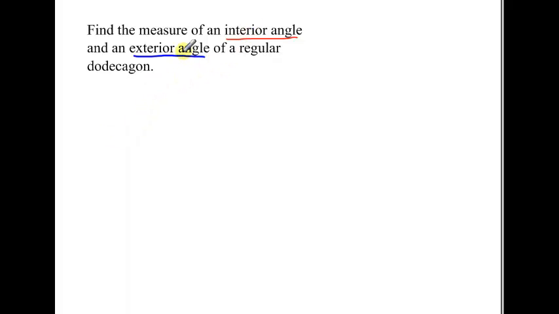Find the measure of an interior and exterior angle of a regular dodecagon. Now, I'm going to say that the exterior angle is going to be the easiest because that total is just 360. Now, how many angles are in a dodecagon? Remember, a dodecagon is a 12-sided polygon. So a dodecagon has 12 angles as well. Let's take the 360 total and divide by 12 equal angles. And we're going to get 30 degrees for each of those.